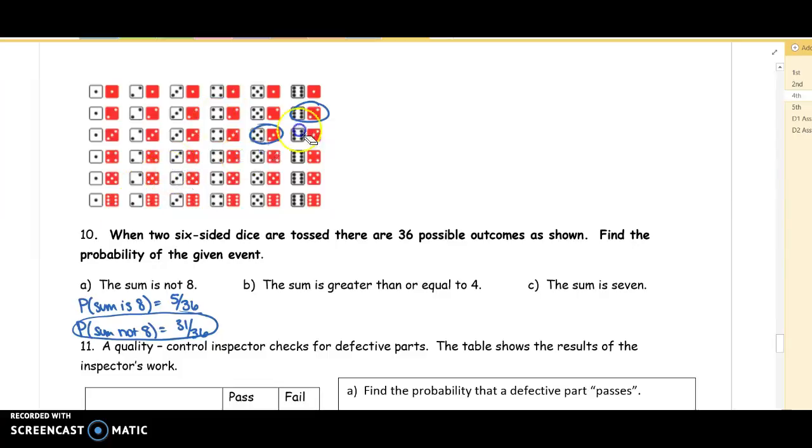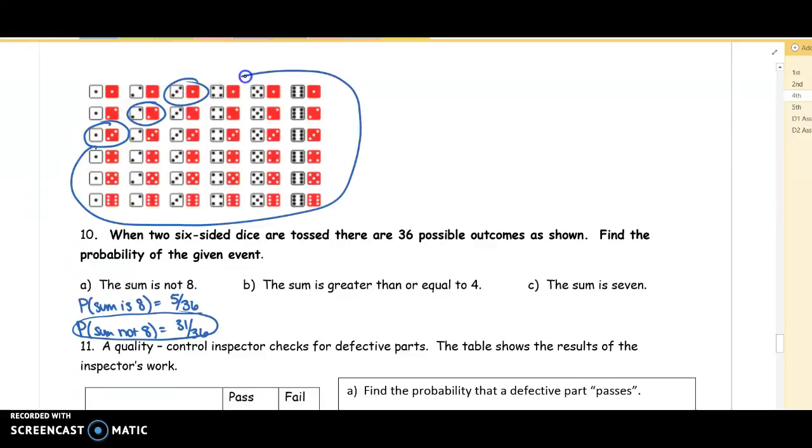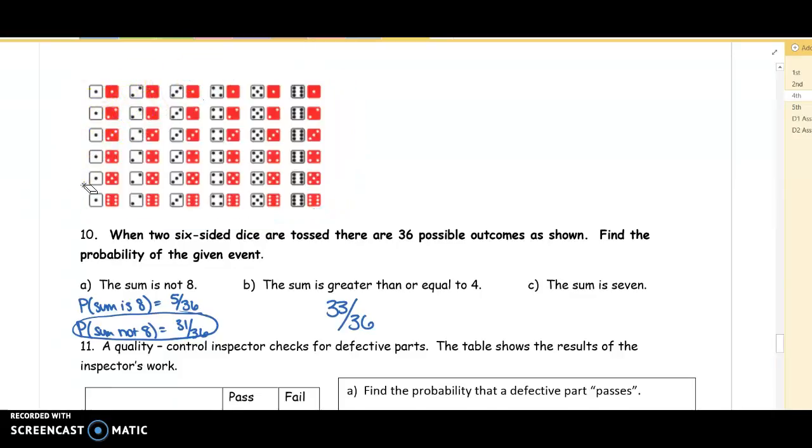What is the probability that the sum is greater than or equal to 4? Well, here's a sum of 4, here's a sum of 4, here's a sum of 4. And the rest of these would all have sums greater than 4. So really, how many outcomes have a sum less than 4? 3 of them. So take 36 minus 3, that'd be 33. 33 out of 36. The probability that you would get a sum greater than or equal to 4 is 33 out of 36. Try C on your own.